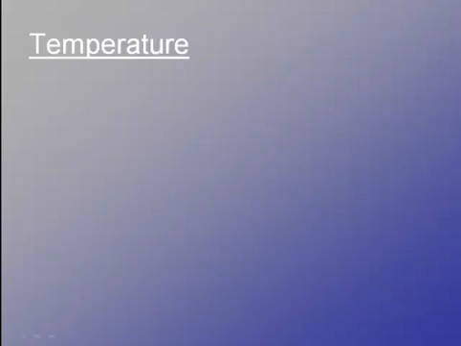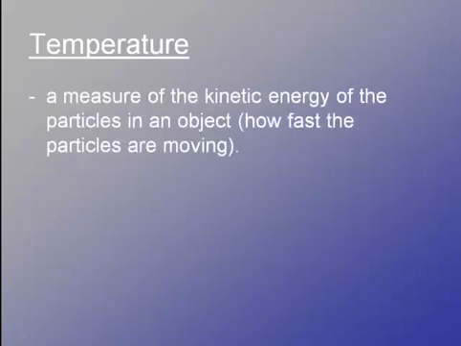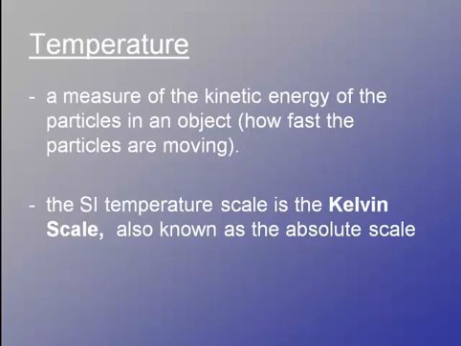Moving on to temperature. First, remember that temperature is a measure of the kinetic energy of the particles that make up an object. Kinetic energy describes how fast the particles are moving around inside the object. The SI scale for temperature is the Kelvin scale. A Kelvin temperature is like a direct measure of the amount of motion of the particles of the object.